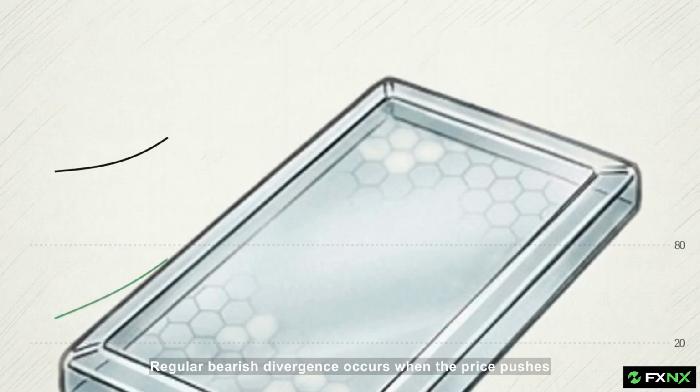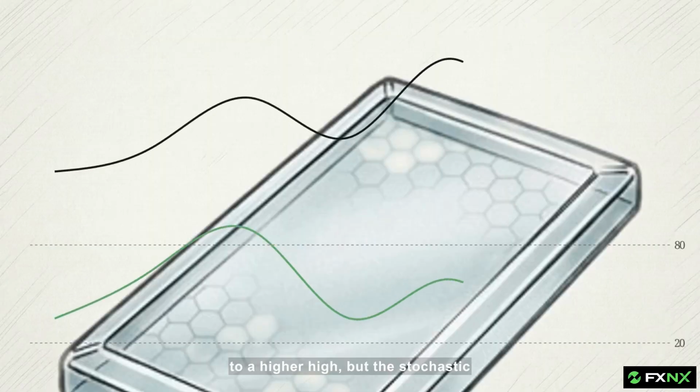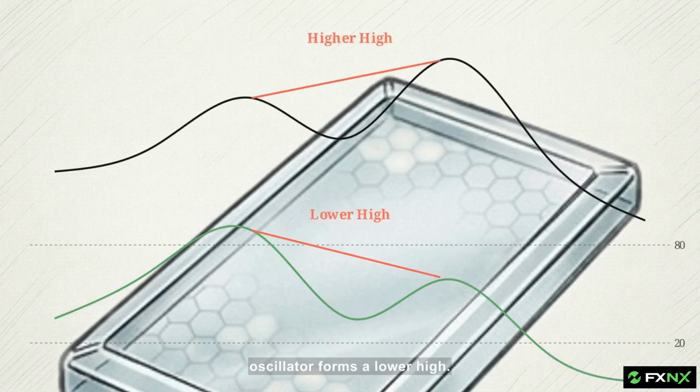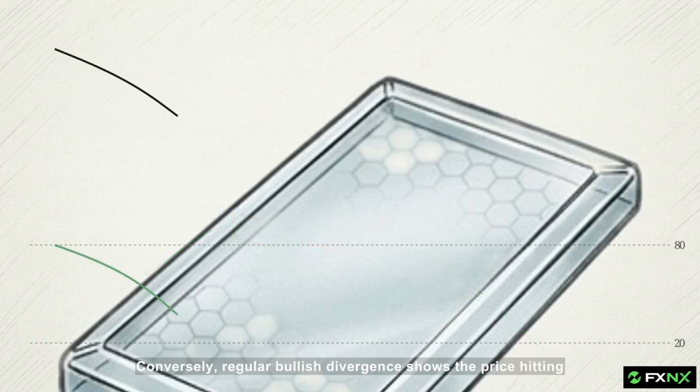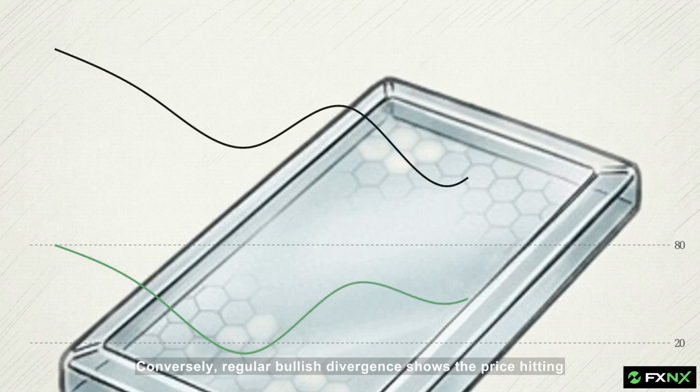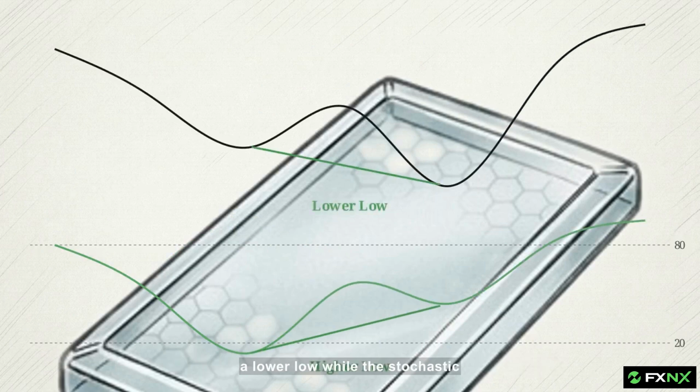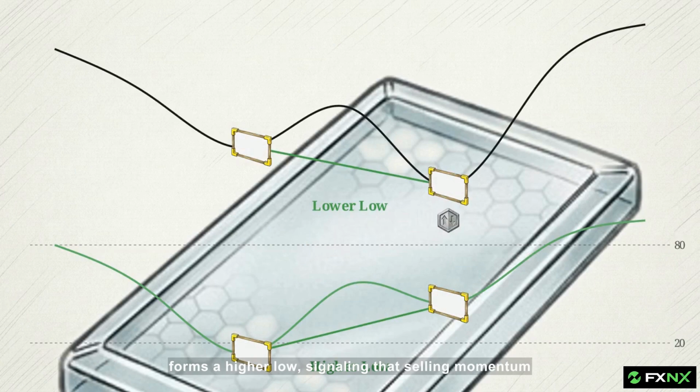Regular bearish divergence occurs when the price pushes to a higher high, but the stochastic oscillator forms a lower high. This suggests that despite the new peak, the buying pressure behind that move was weaker, indicating the bulls are losing control. Conversely, regular bullish divergence shows the price hitting a lower low, while the stochastic forms a higher low, signaling that selling momentum is drying up despite the price drop.